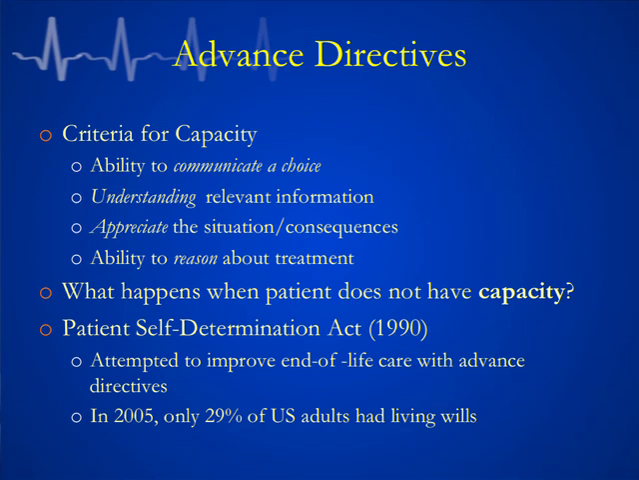Now, what happens when they don't have capacity, right? In 1990, Congress passed the Patient Self-Determination Act, and they attempted to improve end-of-life care with advanced directives, right? Part of this, I'll tell you, is for the greater good. The other part of it, I'll tell you, is probably financial, right? You have these people that are at the end of life. I mean, the vast majority of medical and healthcare dollars are probably spent there, vast majority. And this is actually an attempt by the government to try to stave that off. So in 2005, it was noted that only 29% of US adults had living wills. They actually wanted to increase that number.